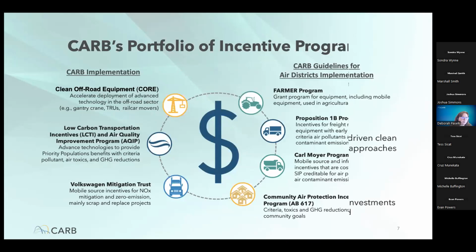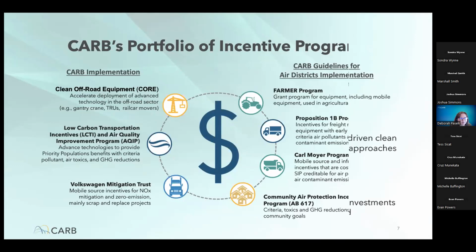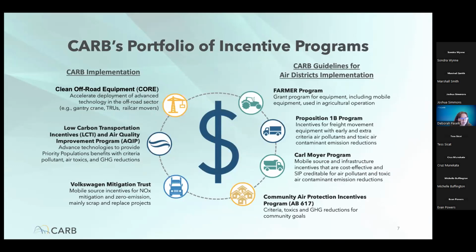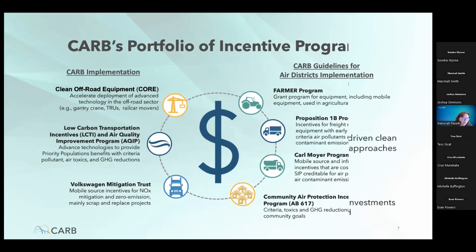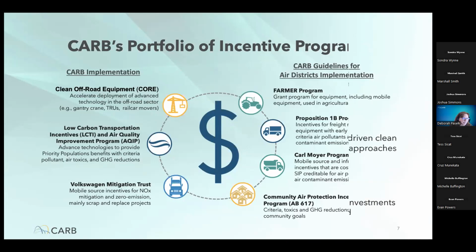So CARB's portfolio of incentive programs includes those that CARB implements and those that CARB provides guidelines for air districts to implement. Each of these incentive programs provides its own niche opportunity for those interested in applying for incentives. Today, we'll be talking about 2 programs that are implemented by the air districts, which are the Moyer Program and the Farmer Program. Next slide.